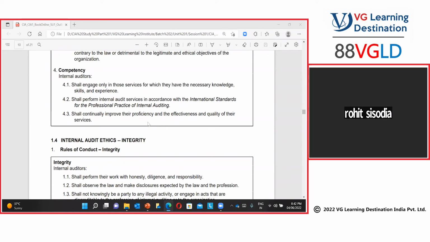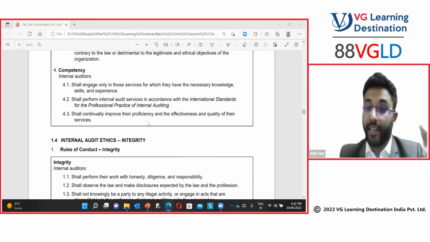Yeah, I got that, Arpit, but my concern is whether the gift will be governed by the company's code of conduct policy, or by the IIA. All right, so that's again a very valid question.